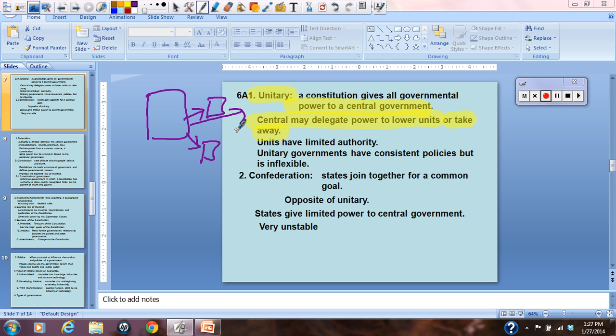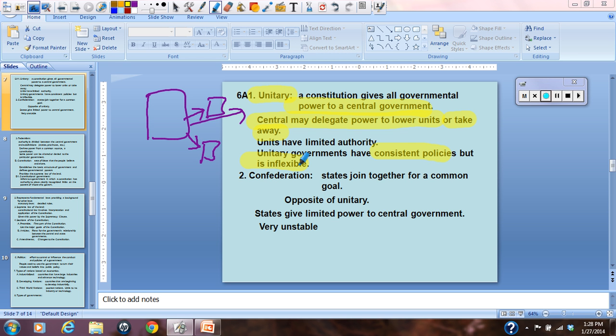The catch, though, okay, the advantage to a unitary government is it's what? No, the advantage. Consistent policies. Okay, good, consistent policies. The disadvantage is what? It's inflexible. It's inflexible. Okay? The advantage is consistent policies, the disadvantage is inflexible.